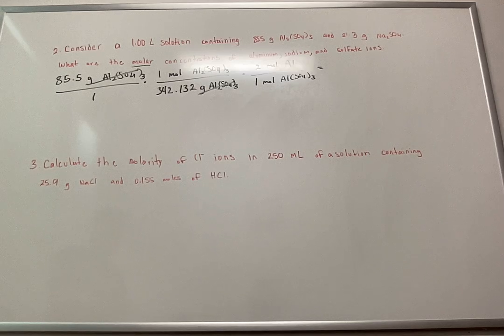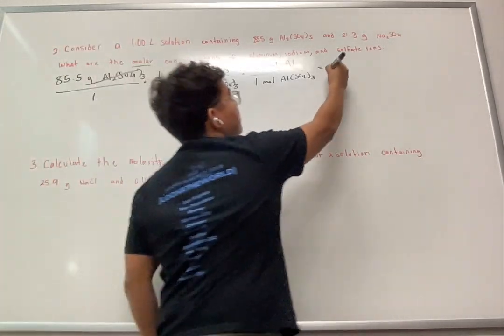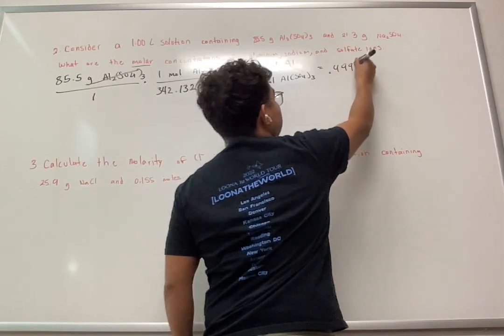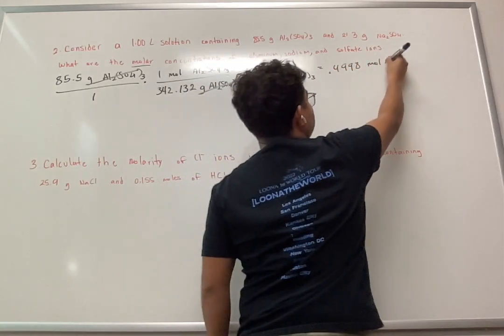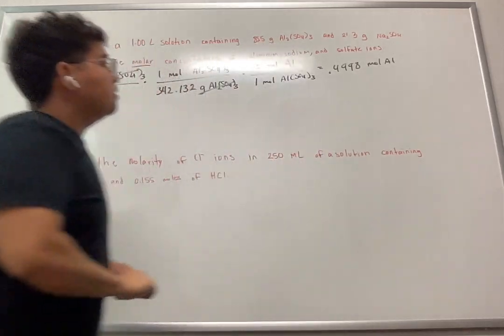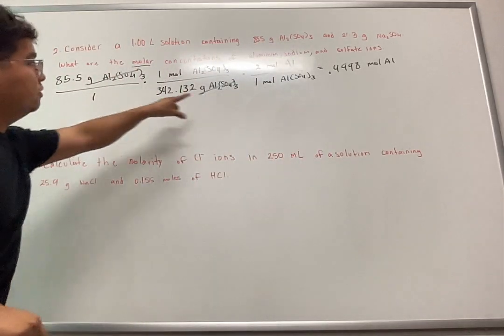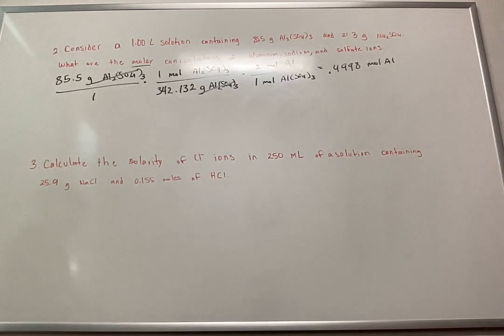If we do that, go ahead and grab your calculators, 85.5 over 342.132 times 2 over 1, which is just 2. It's going to give you 0.4998 mole of aluminum. Okay, so since we've got the weight of aluminum sulfate, might as well work out what that is.